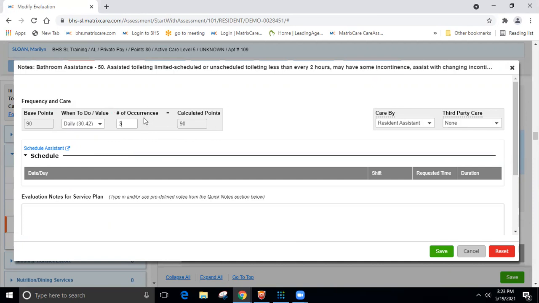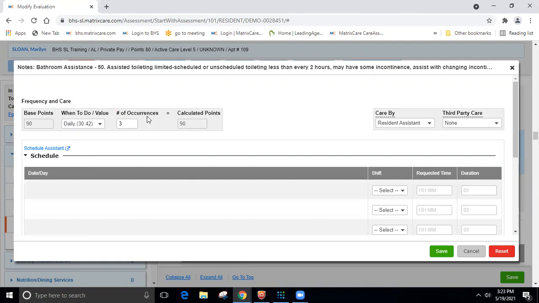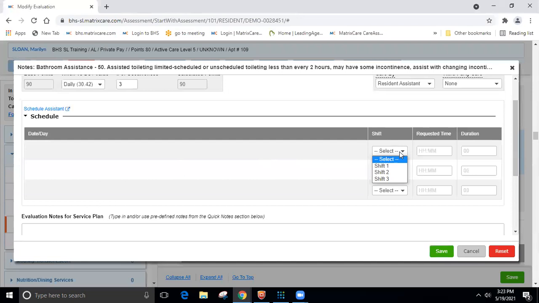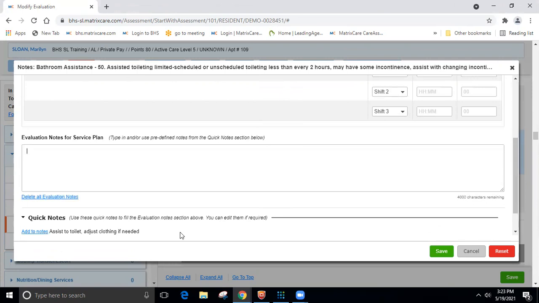Some communities just choose to put 3 occurrences. It doesn't matter about the points, or you could put 6 if you have exact times. And then they just put the shifts. So every shift just knows that this resident will ring for assistance.